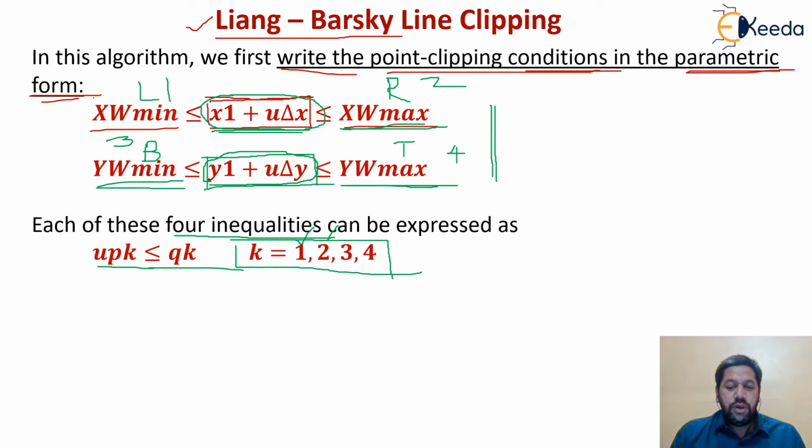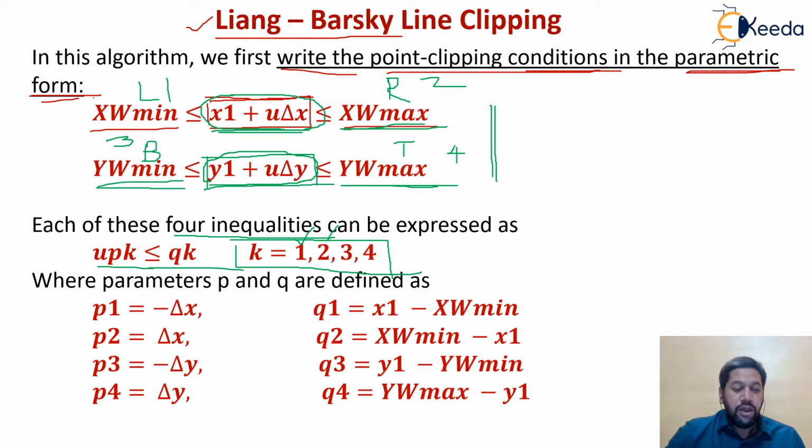These are the parametric equations used in the Liang Barsky line clipping algorithm. Now, how can I find the parameters p and q here? As we are using u pk less than or equal to qk, you can find how the parameters of p and q are defined.